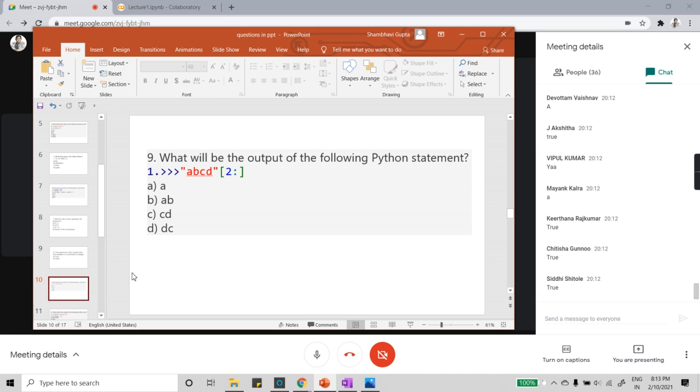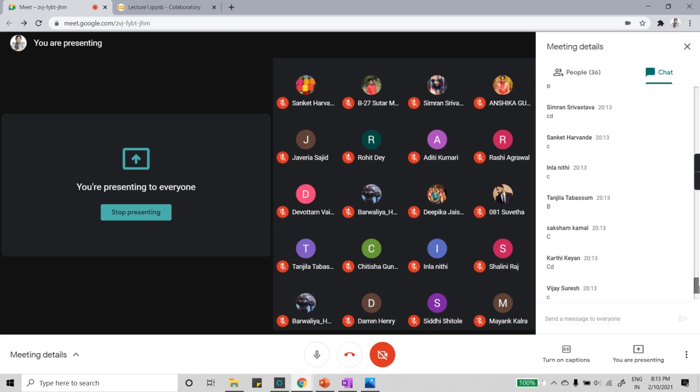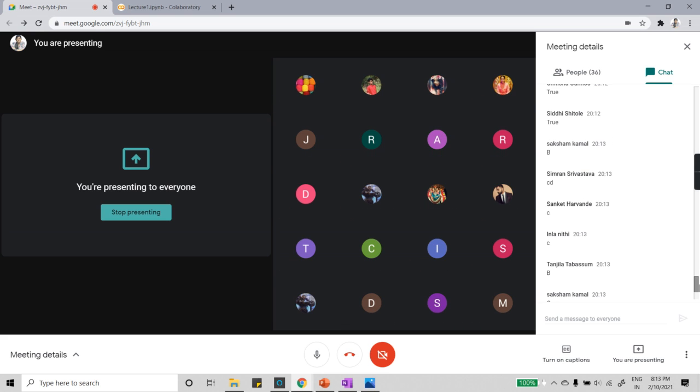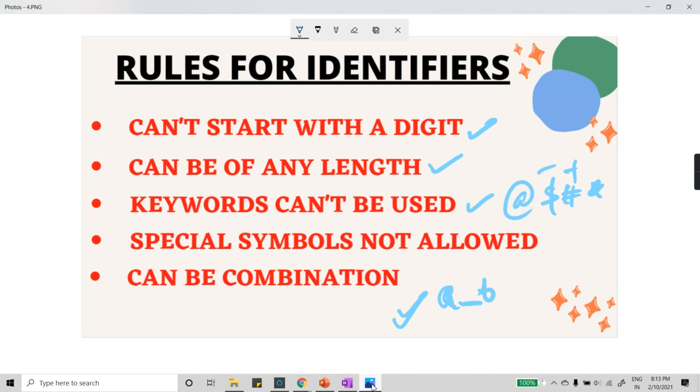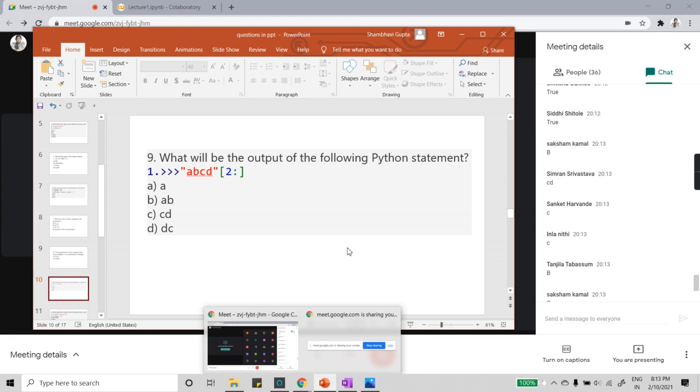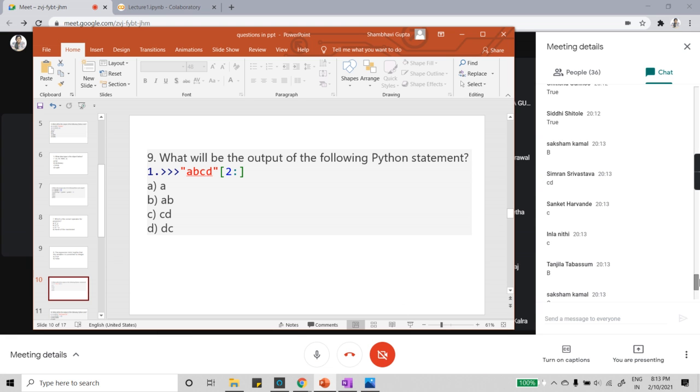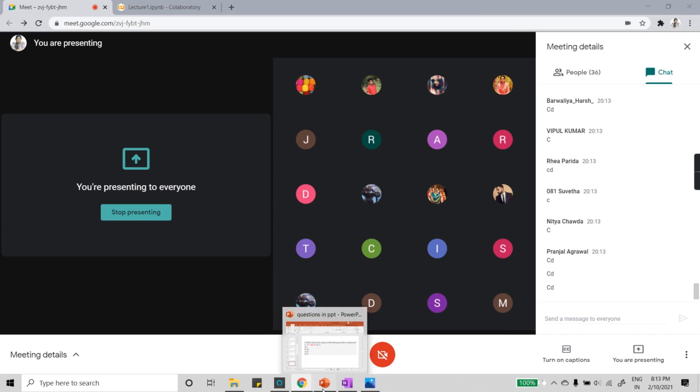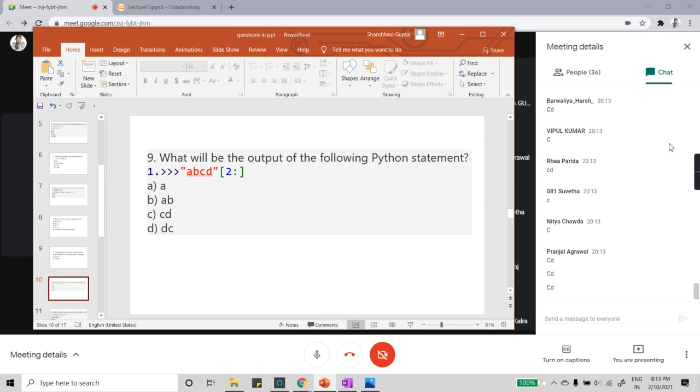What will be the output of the following Python statement? Sanket gave the first correct answer, that is C. Okay, previously I got this answer only. C, D. So the first correct answer was given by Simran. Okay, Saksham also. Hold on, guys. Some are saying B also. I just missed the name. No issues. I would just explain how I get the output as C, D.